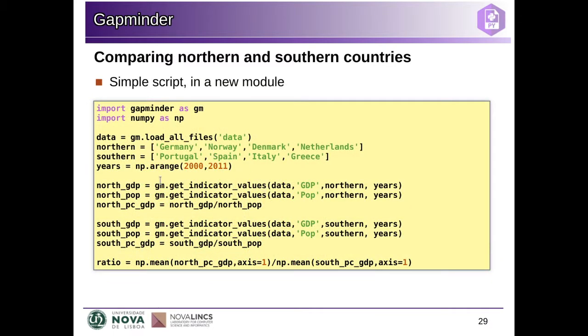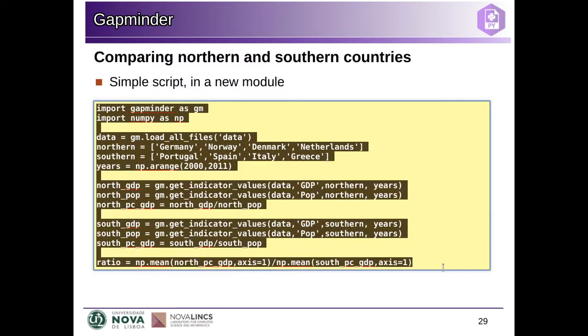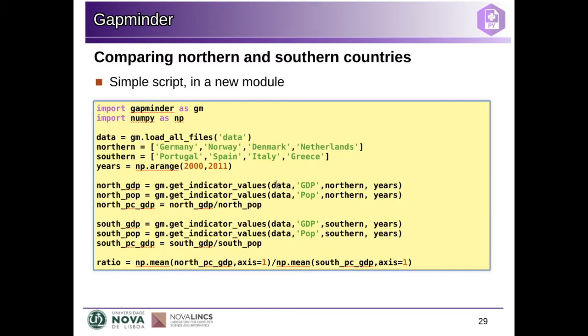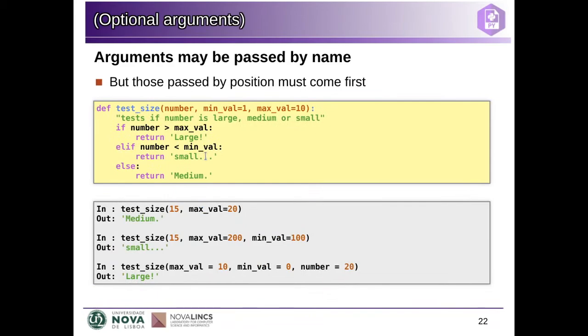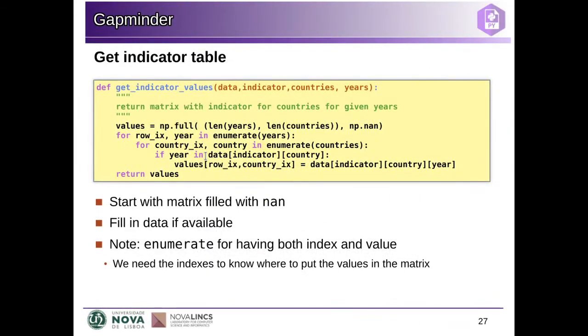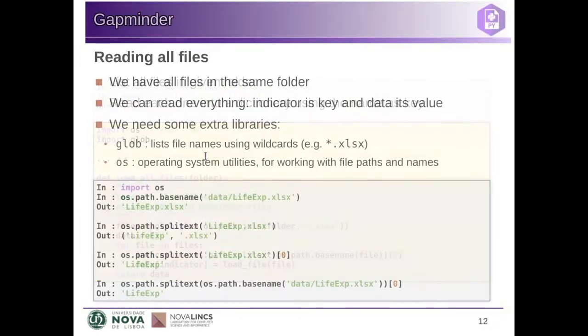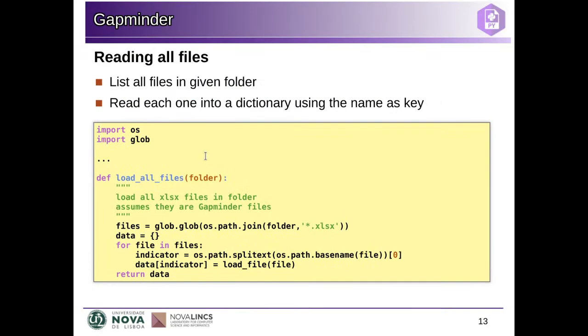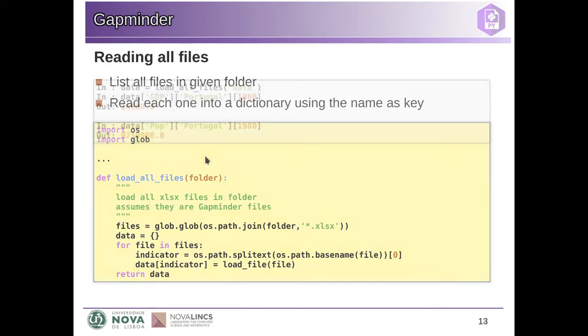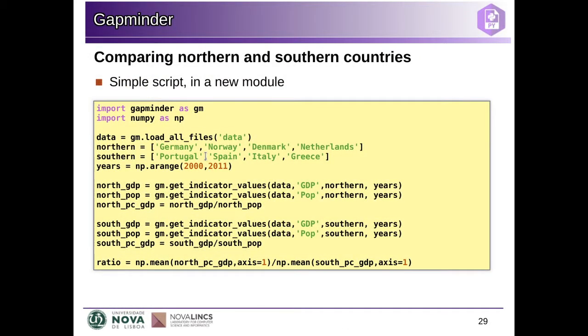For example, we load all the files. The way we can do this, we can create a new script for this, just to do these comparisons. And since we have the previous script, these functions, the indicator values, the loading all files, and so on, all of these functions we saved in the Gapminder module. So this is gapminder.py.